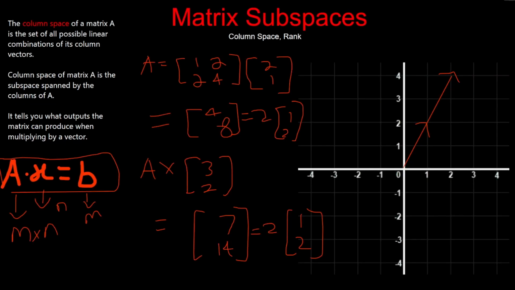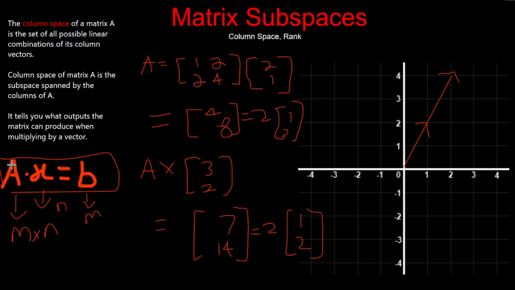Let's talk about matrix subspaces. Specifically, we're going to see an overview of column space and rank. So what is a column space? This is the formal definition. The column space of a particular matrix A is the set of all possible linear combinations of its column vectors. So what do we mean by this?